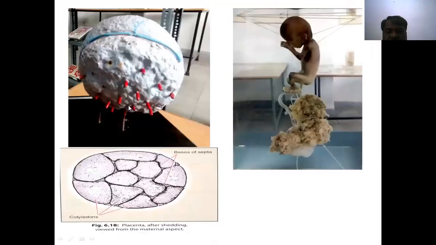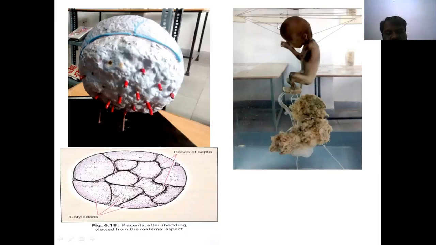See, this is a cotyledon diagram given in the textbook. There are 16 to 20 cotyledons. This irregular rough area is going to attach to the mother's uterus, the endometrium, and these are the maternal blood vessels. The other side is the fetal side, the umbilical cord attached to the fetus. See here is the placenta. This is the umbilical cord. This is a fetus. So this placenta is going to attach to the endometrium. The fetus develops inside of this.